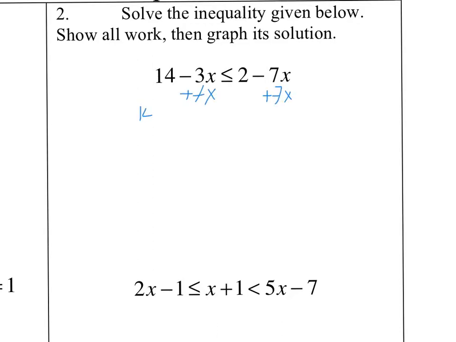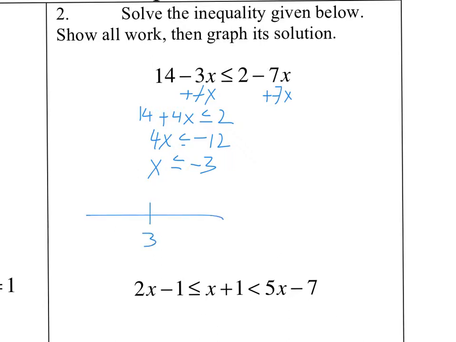So we get 14 plus 4x is less than or equal to 2. Minus 14 to both sides. I get 4x is less than or equal to negative 12, which means that x is less than or equal to negative 3. Graphically, here's my negative 3, closed circle for less than or equal to, and I'm going in the left direction.